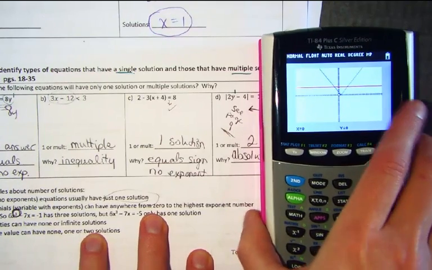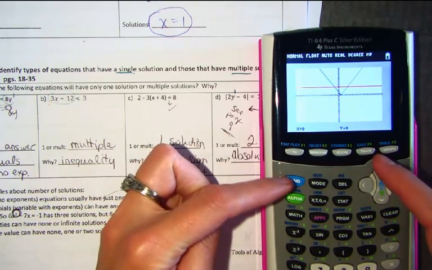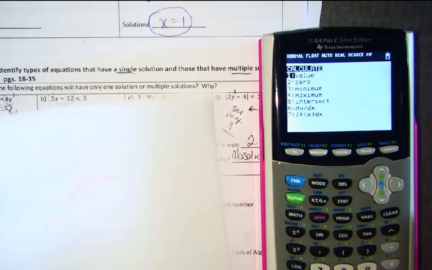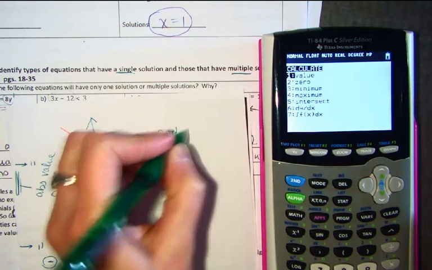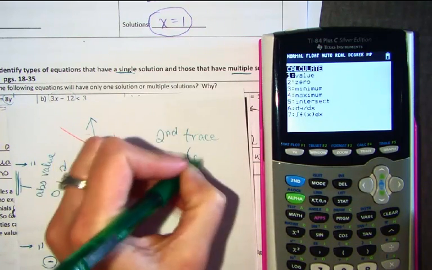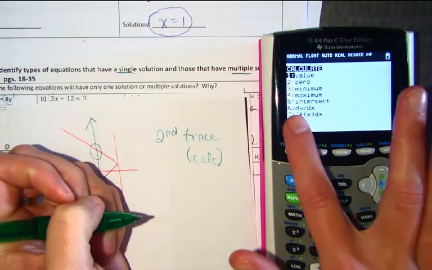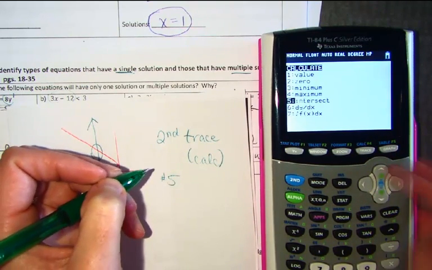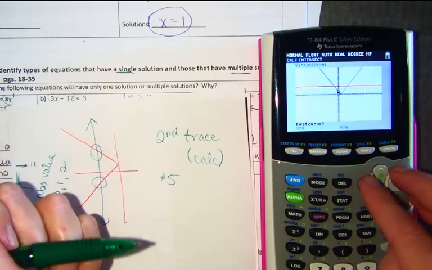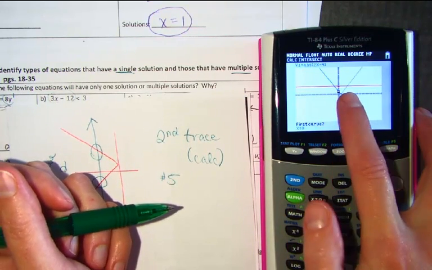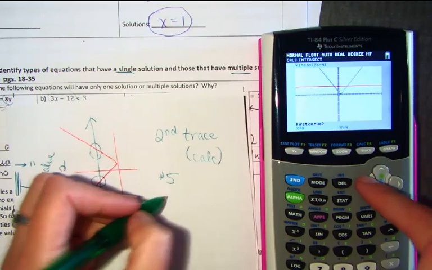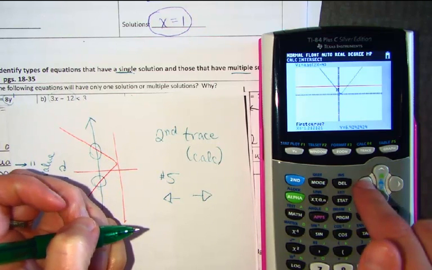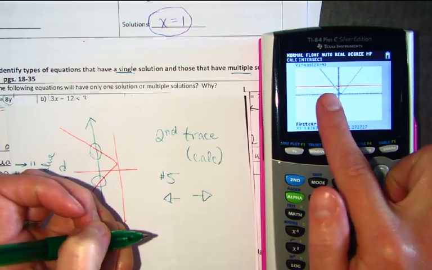Now if you need to find what those multiple values are, we're going to use our second trace menu. Second trace takes us to the calculate menu. And since I want to find where the two things cross, where they intersect, I'm going to use number 5, the intersection. Now my calculator has no idea if I want to find the one to the left or the one to the right, so we have to tell it. Use the left and the right arrow buttons. Don't use up and down, use left and right to just get kind of close to that first intersection point.